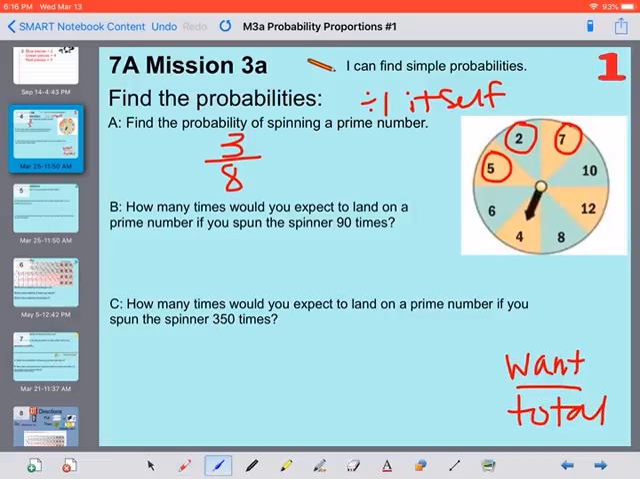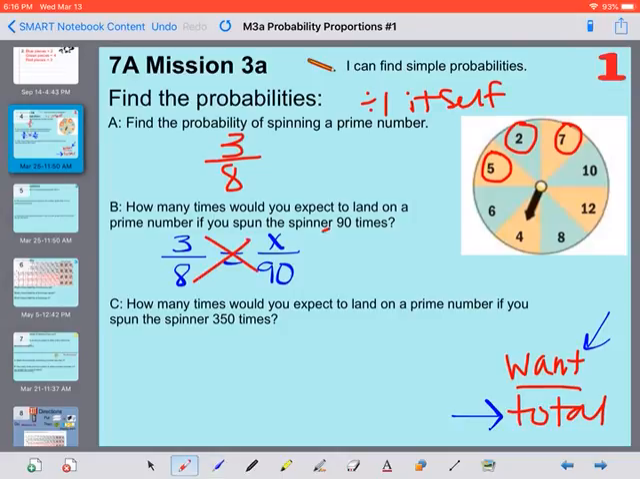It says, how many times would you expect to land on a prime number if you spun the spinner 90 times? So we're going to take our probability and set up a proportion. They're telling us our total is now 90. We need to figure out how many times we want it to land on a prime number if we spin it a total of 90 times. Then we're going to cross multiply. 8 times x is 8x. 90 times 3 is 270.